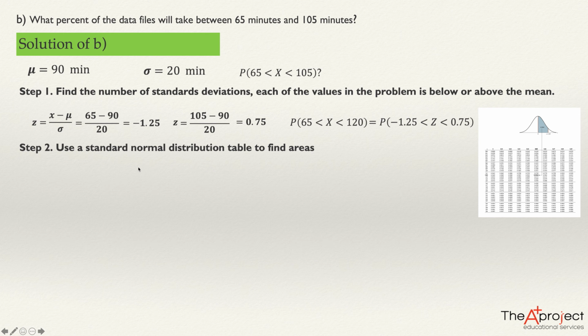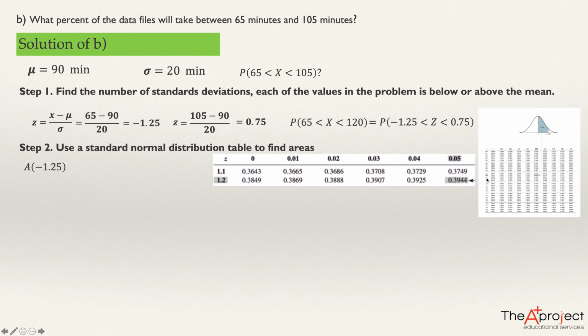So for finding the area of negative 1.25, what I'm going to do is find the area of 1.25. Let's go to 1.2. I prefer to zoom in on this part. It will be 1.25, so go until the second decimal is 5. You see in the first column of the table the second decimal. So 1.25 will be this area, 0.3944.